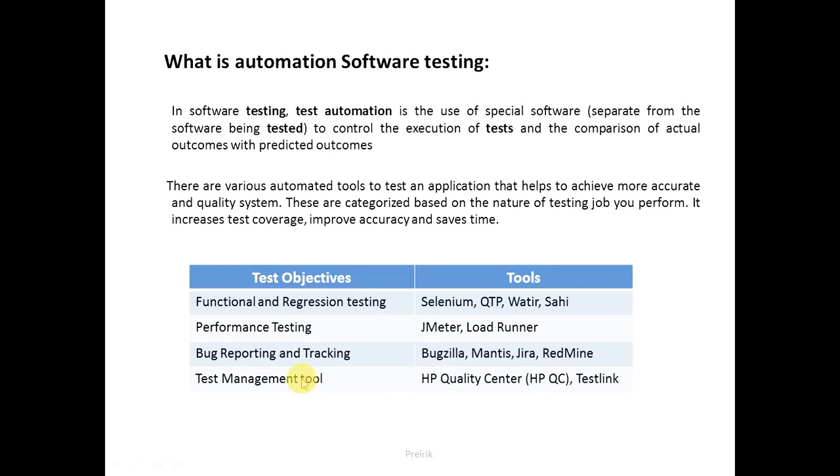And test management tools are like HP Quality Center, which is a paid tool of Mercury. Earlier it was developed by Mercury, but later it was acquired by HP, so it's a product of HP now. And TestLink. TestLink is open source, so you can manage your work in TestLink.